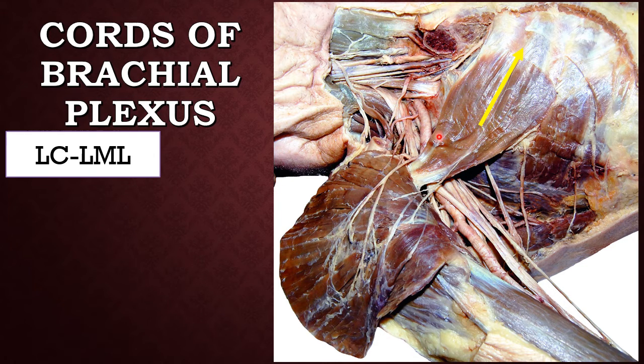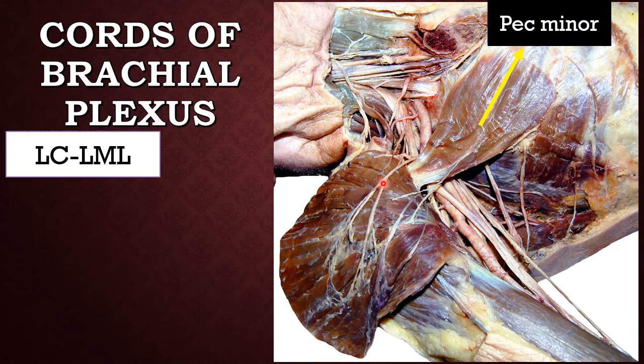Then the triangular shaped muscle which we can identify here is the pectoralis minor. From the upper margin of the pectoralis minor, this is the lateral pectoral nerve. So this is the lateral pectoral nerve.